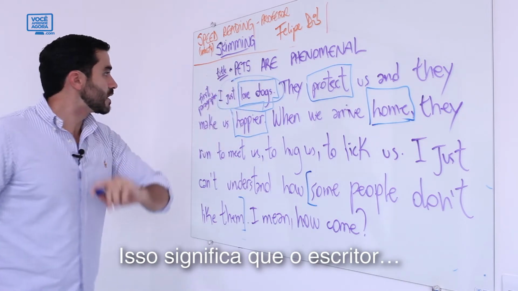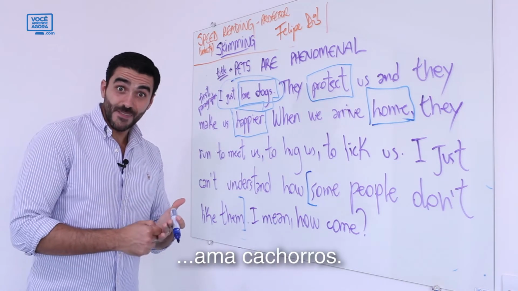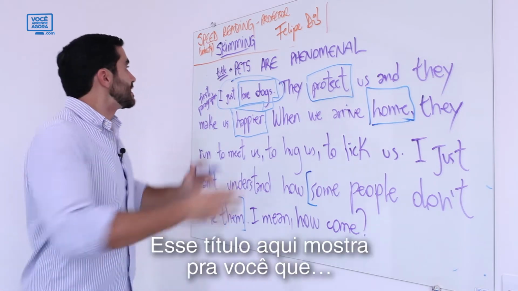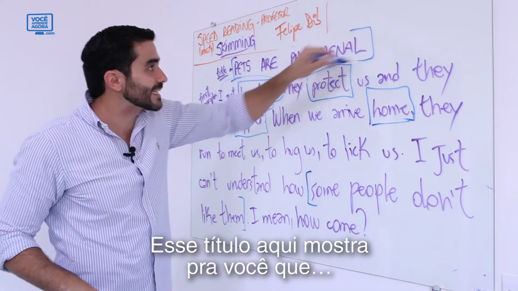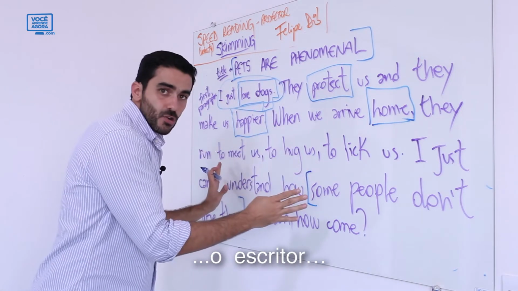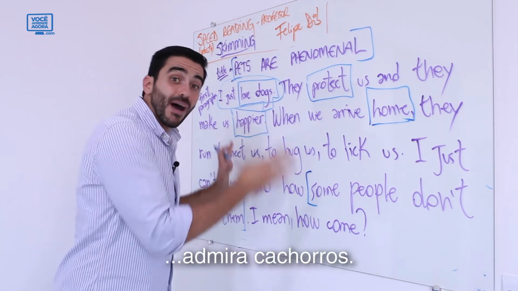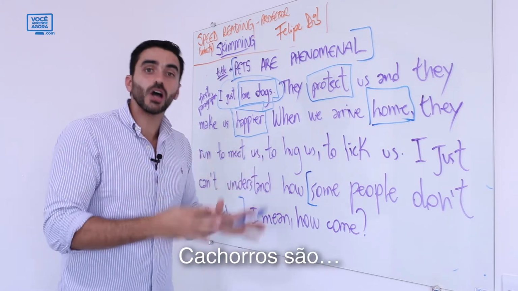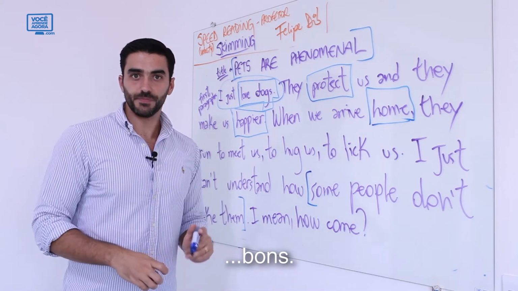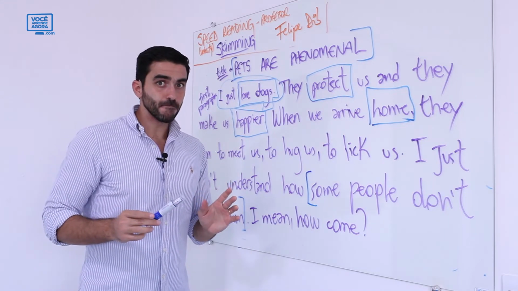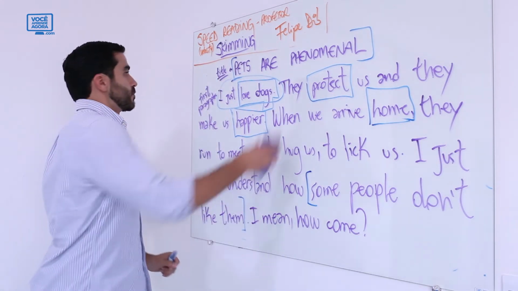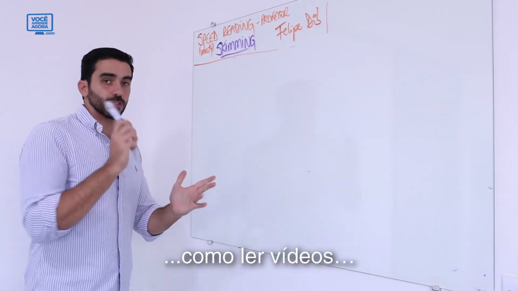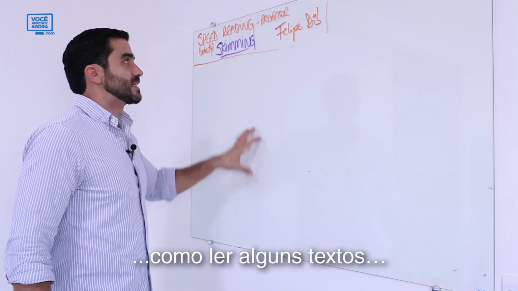When you see this paragraph here, I just love dogs. This means that the writer loves dogs. The writer thinks dogs are positive. This title here shows you that the writer admires dogs. The idea of this text is dogs are good. Okay? All right, here we go. We have talked about how to read images, how to read videos, how to read some texts.